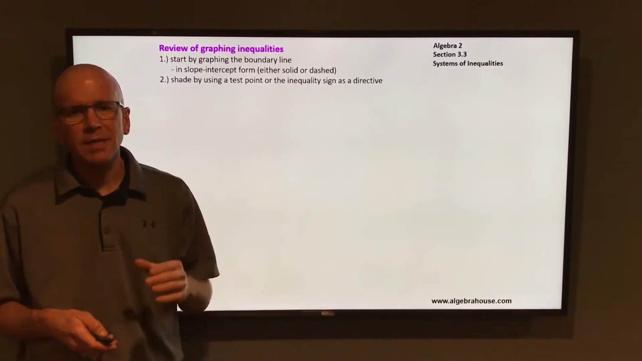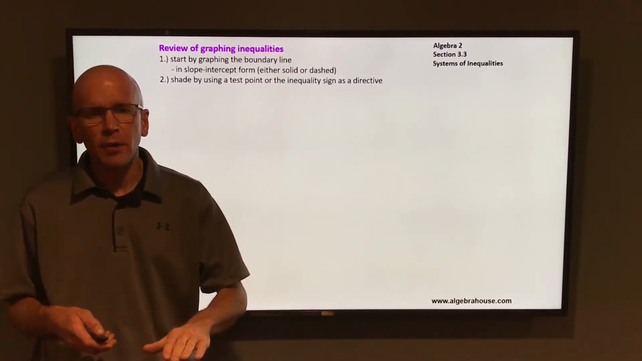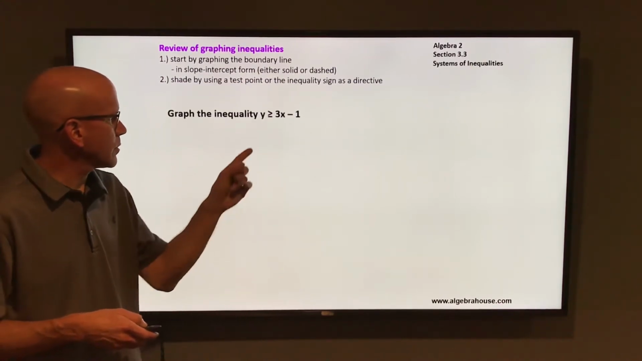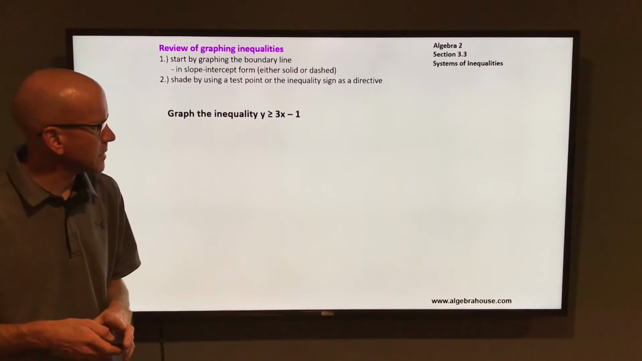Then you shade by using either a test point or using the inequality sign as a directive. So if it's a less than sign, you shade below the boundary line. If it's a greater than sign, you shade above the boundary line. So we're going to graph y is greater than or equal to 3x minus 1.